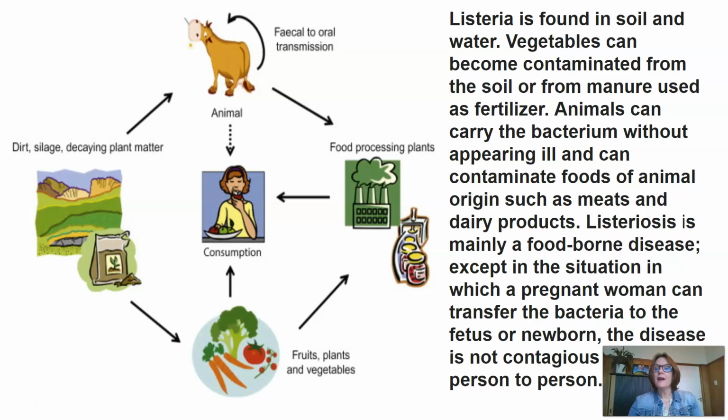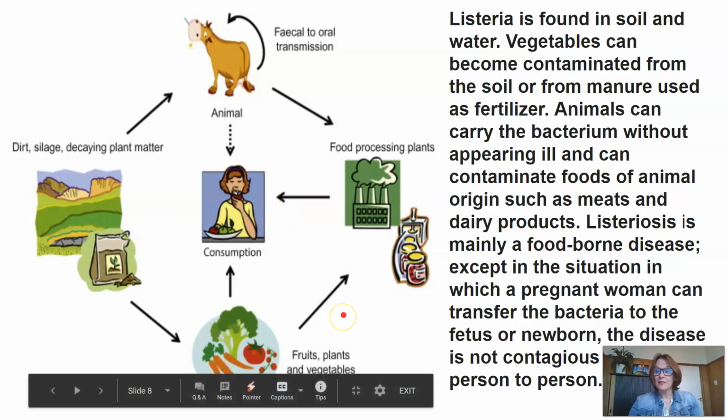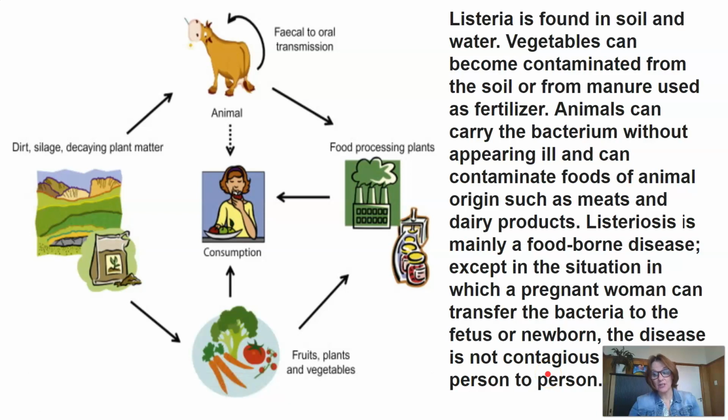Listeriosis is mainly a food-borne disease, except in the situation in which a pregnant woman can transfer the bacteria to the fetus or her newborn baby. People who have listeriosis are not contagious from the disease. You cannot pass it from person to person. It's not a contagious disease, unlike gastritis, which is.